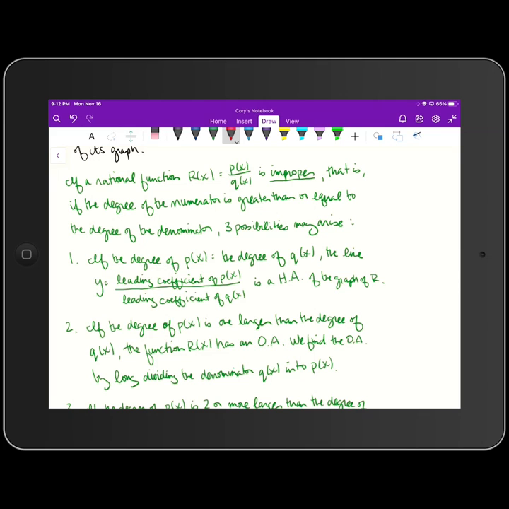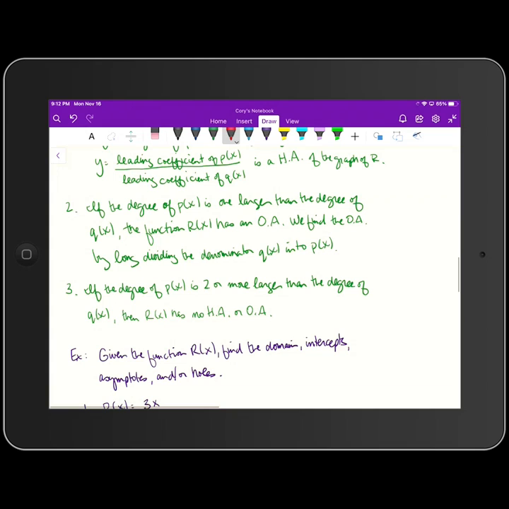Second possibility is if the degree of p(x), the numerator, is 1 larger than the degree of q(x), the denominator, then the function r(x) has an oblique asymptote. And we find the oblique asymptote by long dividing the denominator q(x) into the numerator p(x). So if the degree on top is 1 more than the degree on bottom, the function has an oblique asymptote, and we can long divide the denominator into the numerator to find it.